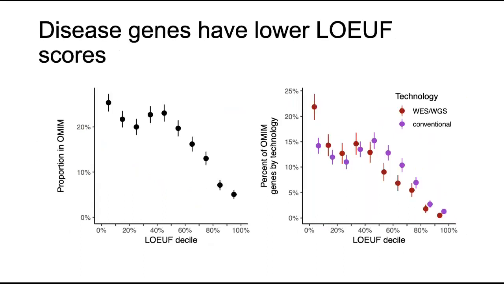One interesting thing is that if you break out OMIM by which technology discovered that disease gene, whether exome or genome sequencing versus conventional, older approaches like linkage mapping, from more than 5 years ago, you do see that those discovered by exome sequencing tend to be more constrained. These are often found in the de novo state. These were study designs looking for de novo variants in a rare disease patient.